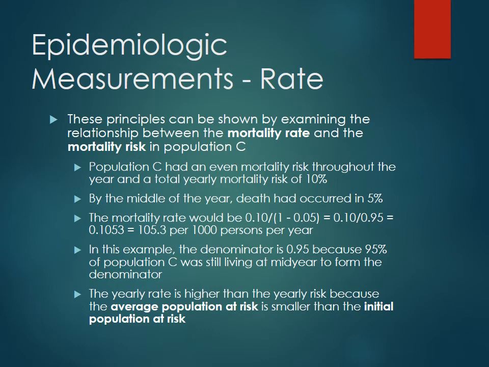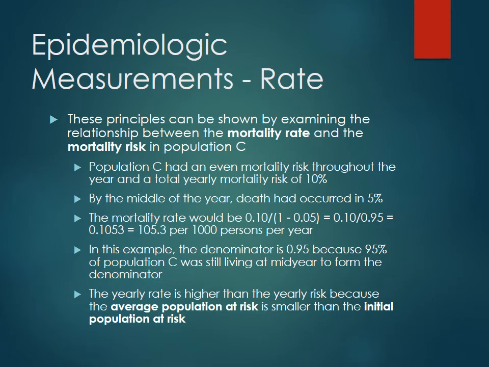Okay. So these principles can be shown by examining the relationship between mortality rate and mortality risk when looking at population C. Specifically, C had a very consistent decrease in patients over time, right? They were the ones that didn't get hit by any influenza epidemic. So they had an even mortality risk throughout the entire year, and presumably they would continue to have an even mortality risk ad infinitum, right?